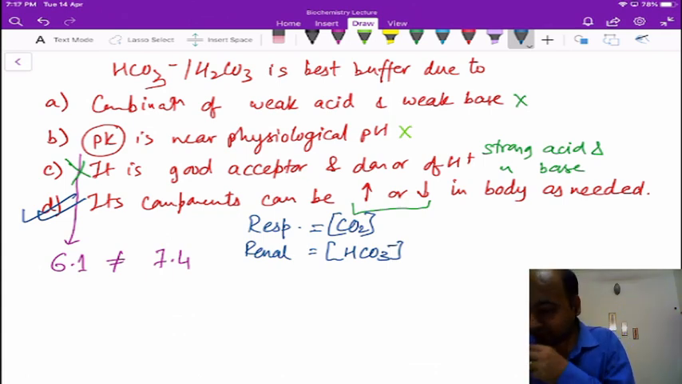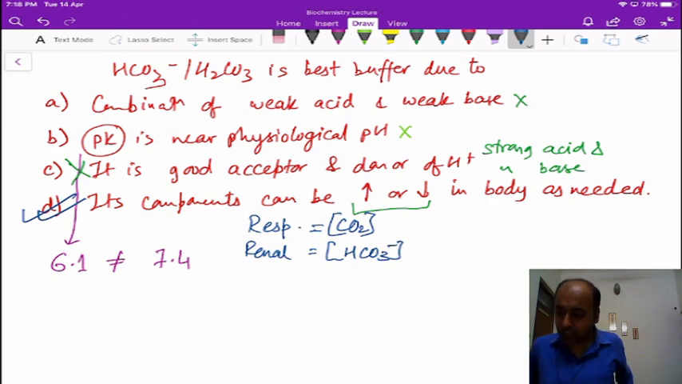Okay, very good. I can see a lot of people have got the point. Remember, the bicarbonate buffer system is the best buffer in spite of its pKa being far from the physiological pH. It is in spite of, not because the pK is close to physiological pH. No, it is not that.